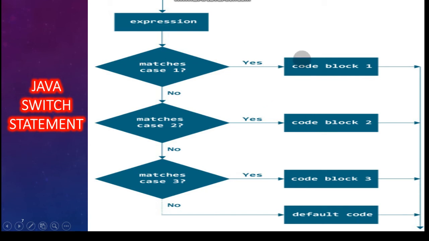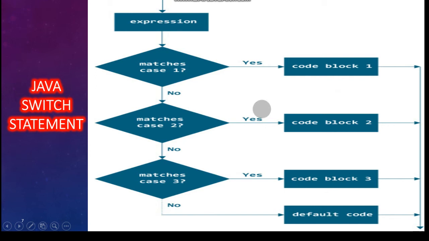Each time the execution takes place, code block 1, if it is true, it will work, or else it will go to the next block. Code block 2, if it is true, it will work; if it is false, it will go to the next block. Code block 3, if it is true, it will work, or else it will go to the next block. If none of the above 3 blocks are satisfied, then the default code should print.